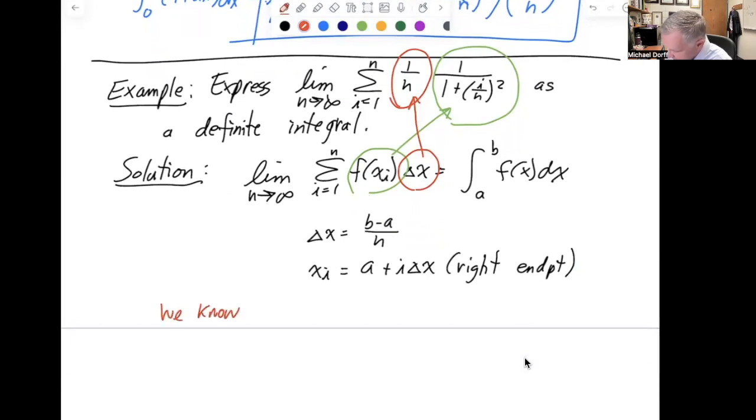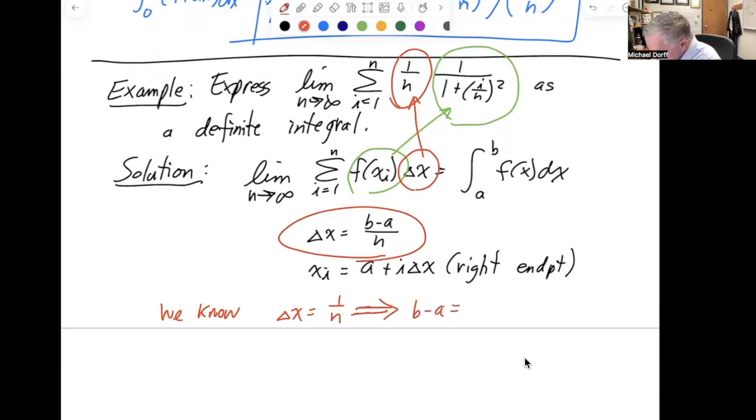Okay, so we know then, given that delta x is 1 over n, but delta x from up here is b minus a. So what does that tell me? That tells me b minus a has to equal 1, right? Because I have the b minus a on the top here, and I have a 1 on the top here. Okay, so I have b minus a equals 1.